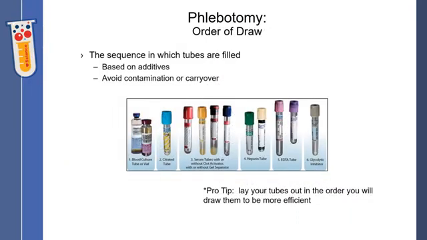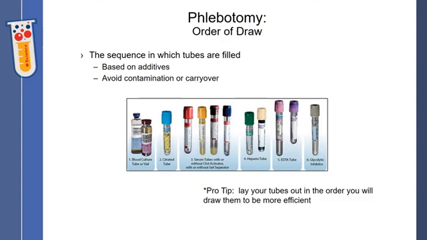The order in which tubes are filled is based on the additives that are in the tubes, and it's in place to avoid contamination or carryover. So the image here shows the more common tubes in the order that they should be drawn from left to right. Always start with your blood cultures, then move on to the other tubes that you need.